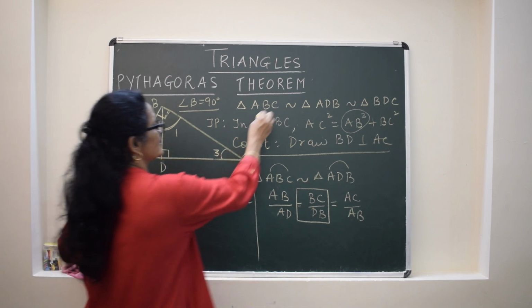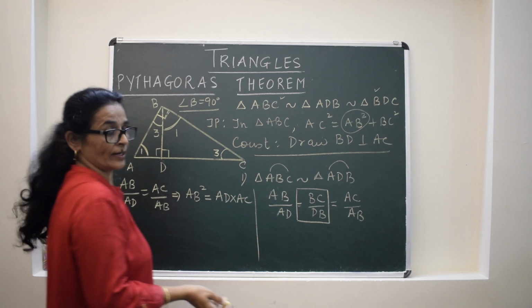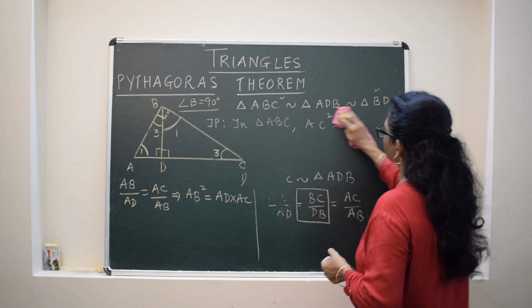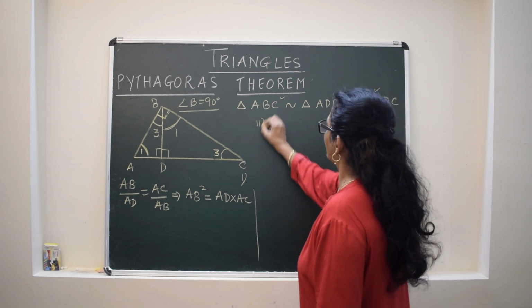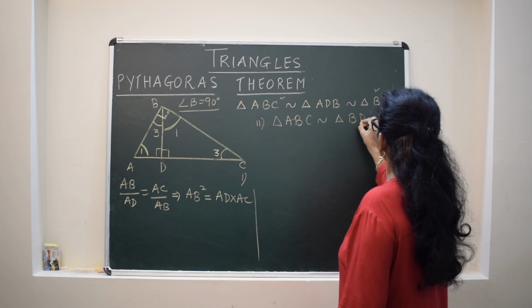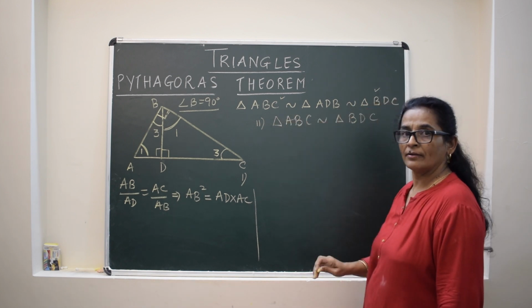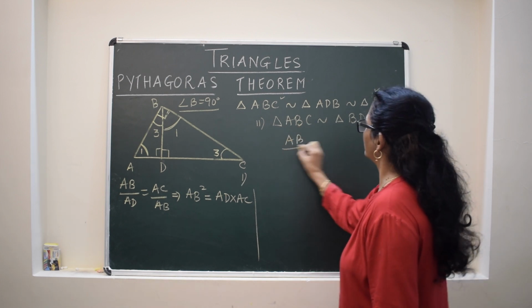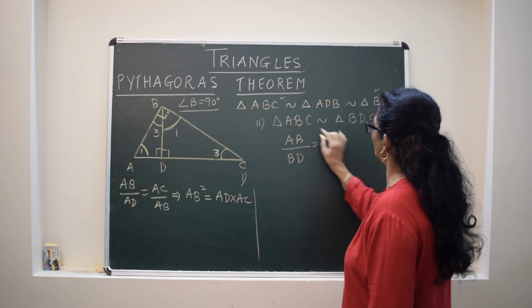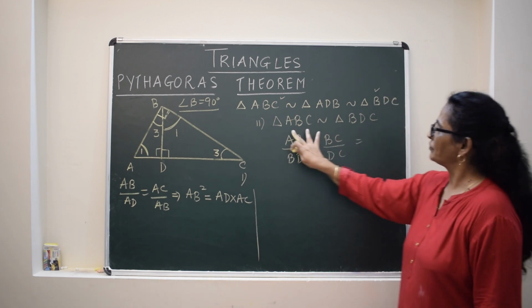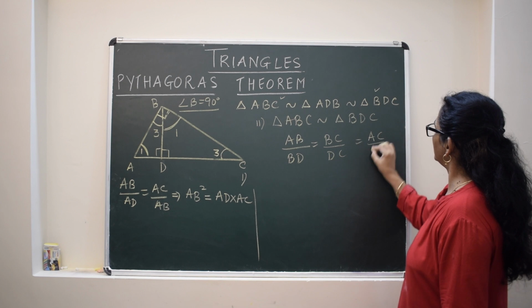Similarly, we will take the second set, this triangle and this triangle. Then we will see what are the corresponding sides. Second part I am taking, that is triangle ABC is similar to triangle BDC, these two triangles. Again, we will write the corresponding sides in the same ratio. AB upon BD is equal to BC upon DC is equal to AC upon BC.